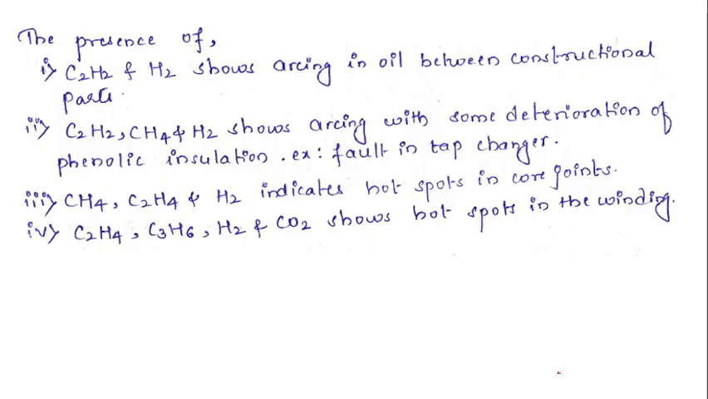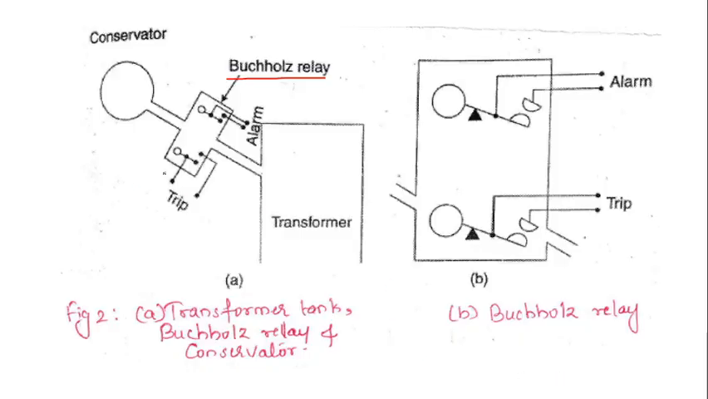So what happens here? In this Buchholz relay, as and when the gas starts accommodating, the oil level will start to come down. Here it is filled up with oil, so the oil level will start reducing, and as the gas is mainly consisting of hydrogen, which is lightweight in nature, it automatically moves upward.